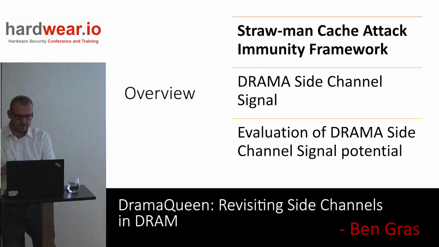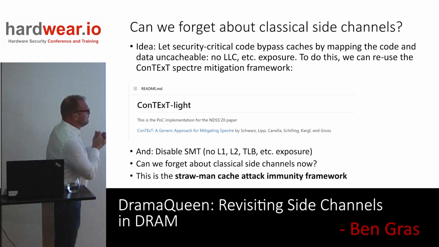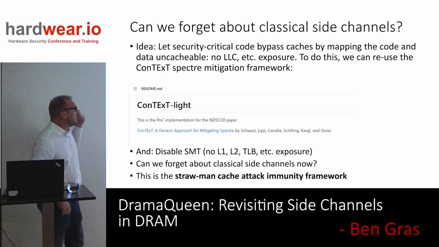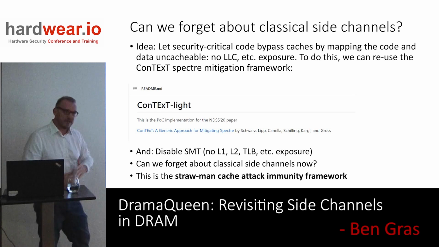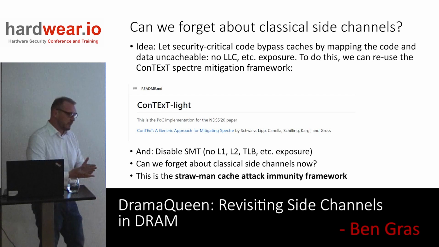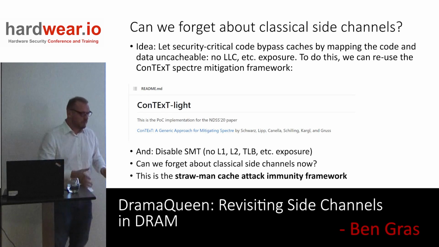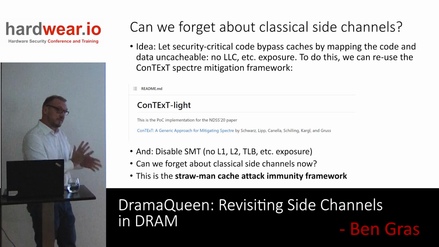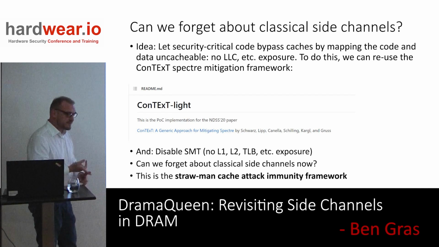Okay, so can we forget about classical side channels? Here's an idea. Security critical code, like the code we just saw, this point scalar multiplication in elliptic curve code. While we're executing that, can we turn off the caches? Not turn off literally, but bypass them. Our code is not going to use them, so we're going to map the code uncached. So the page table is going to say, don't use the cache for this code. The data that it accesses is also uncached. For the time that the code is executing, we disable hyperthreading, so there's no concurrent access to microarchitectural state from a sibling hyperthread. So you might think, okay, cache attacks are impossible.